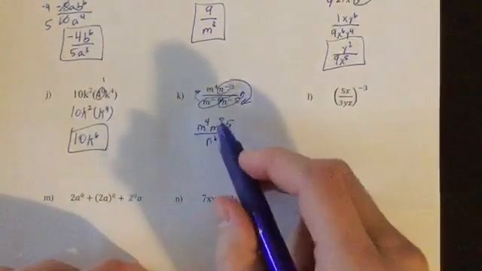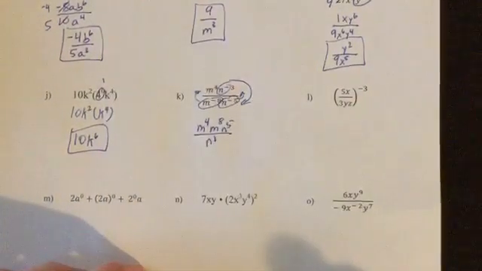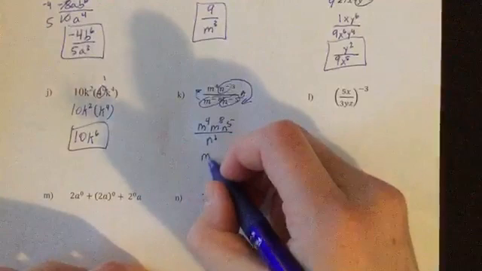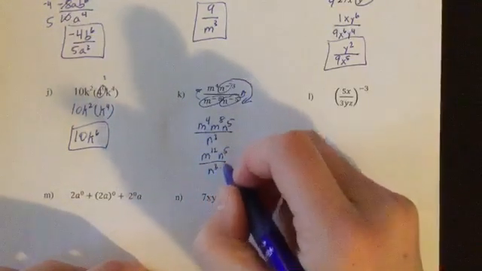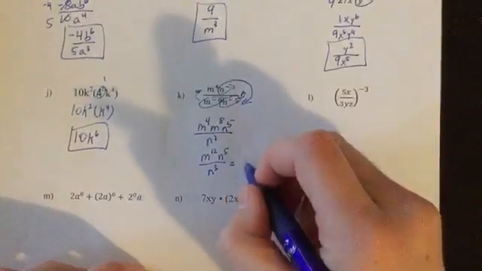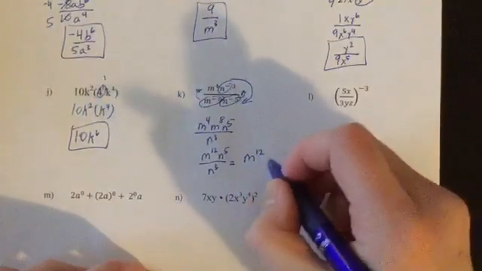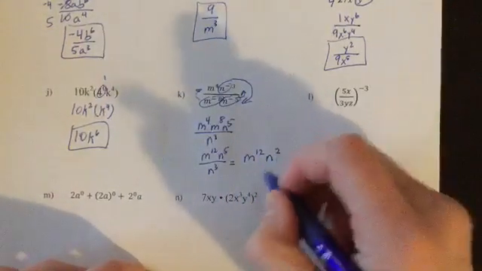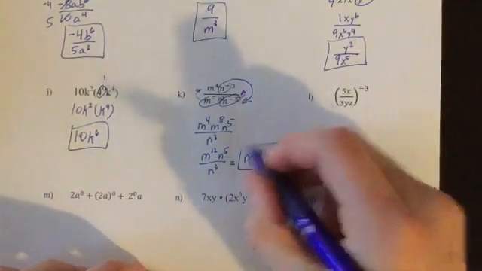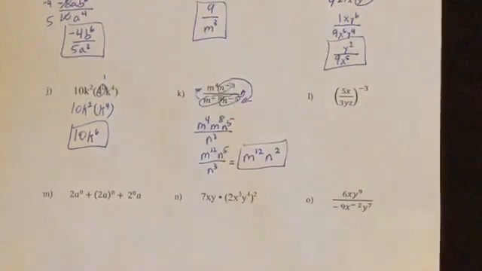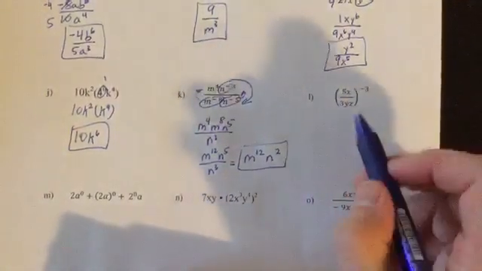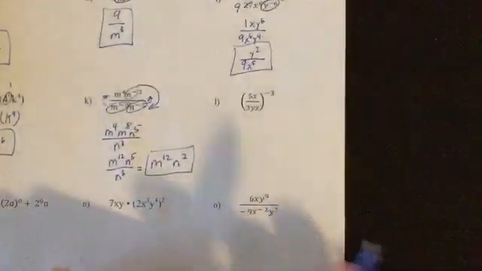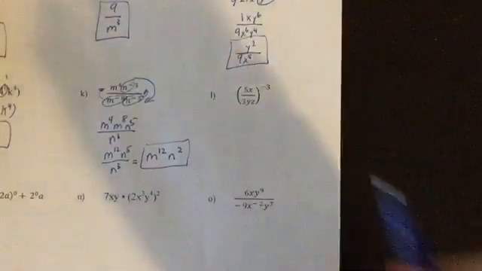So before I go and cancel, I like to combine those same bases, making it m to the 12th, n to the 5th over n to the 3rd. Now the 3 n's can cancel, leaving 2 on top. So that's going to be m to the 12th n squared over 1, or just m to the 12th n squared.